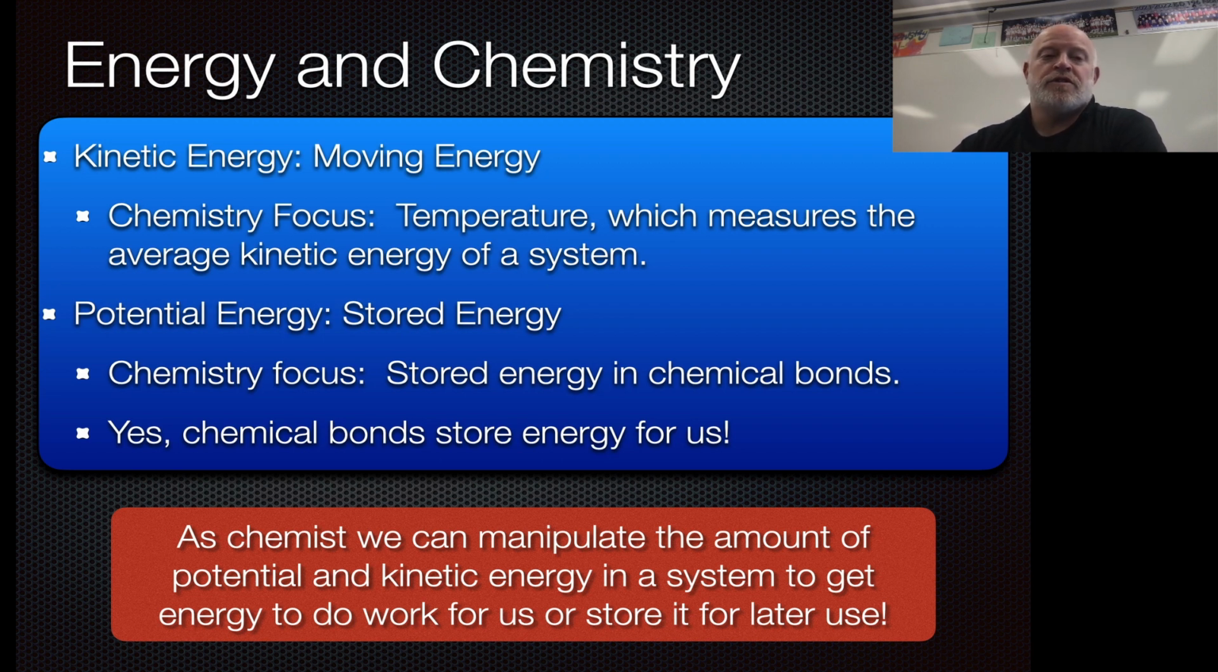And first thing we want to do is talk about the 2 main forms of energy as we go through this unit. The first is going to be kinetic energy. And kinetic energy is any time that we have moving energy, okay? Now, our focus in chemistry is often on temperature because it's our way to measure the average kinetic energy of a system, okay? So if things warm up or there's higher temperature, we know there's more kinetic energy there. If things cool down, we know that it's colder temperature and there's less kinetic energy on average in that system, okay?